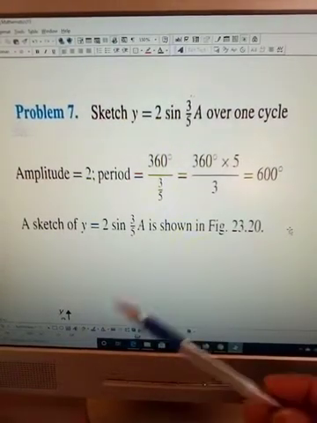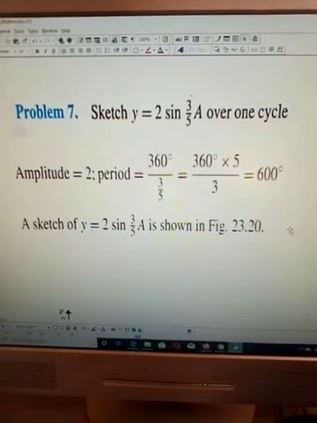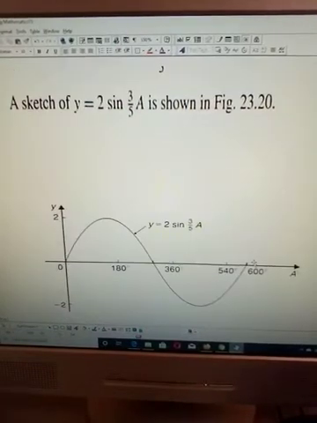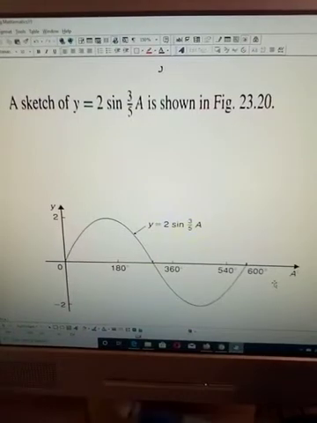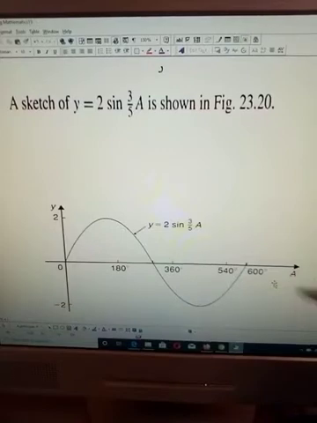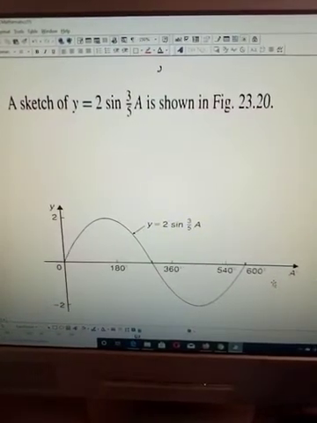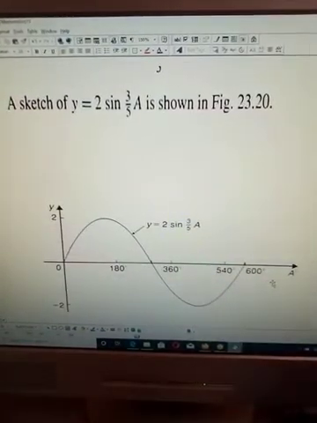A sketch of y equals 2 sine 3/5 A is shown in figure 23.20, and the waveform again should be plotted. Again, produce your own table. And that's the waveform. It becomes a sinusoidal waveform, AC. Okay? And it's 180, 360, 540, 600 degrees. And the peak value, or maximum value, is 2.